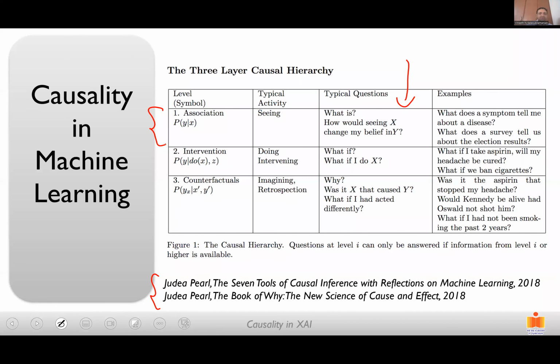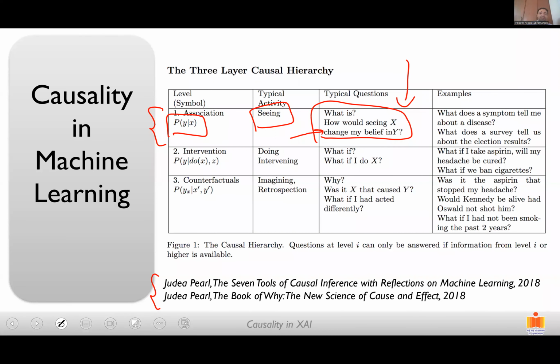which we refer to as association, or estimating the conditional probability. For all machine learning models, especially supervised learning, we are often trying to estimate P of y given x: given an x, what's the conditional probability of a certain class label? You're seeing your data and trying to estimate your conditional probability. So the typical question the system answers is, how would seeing X change my belief in Y? That's what measuring conditional probability effectively turns out to be, in terms of an intuitive question.